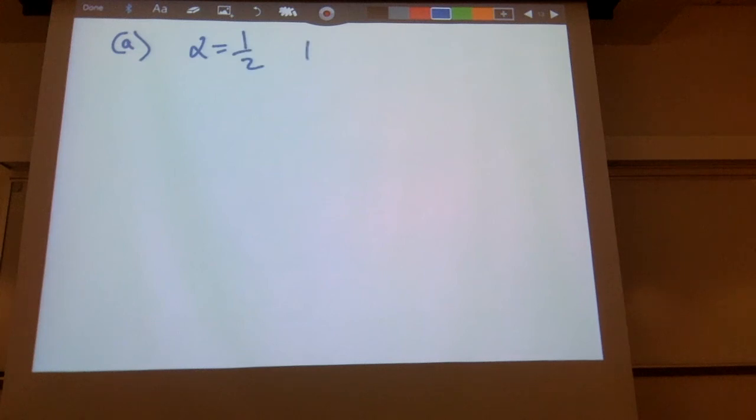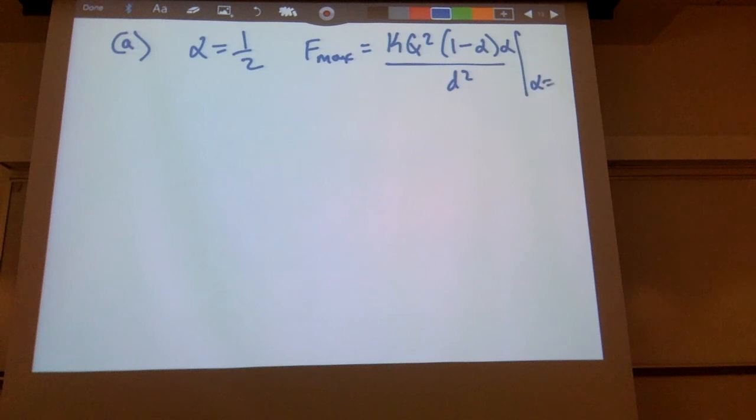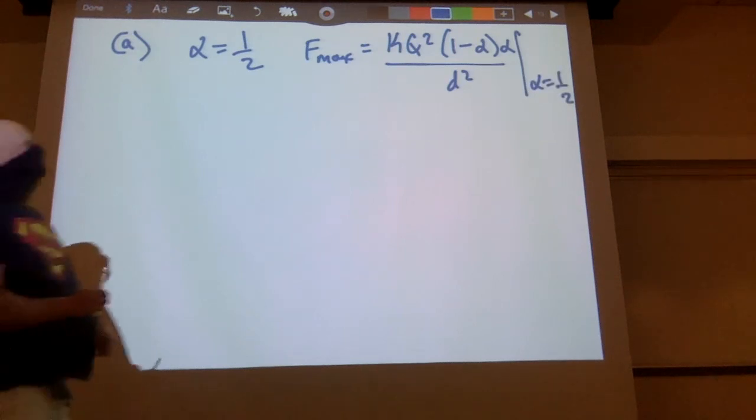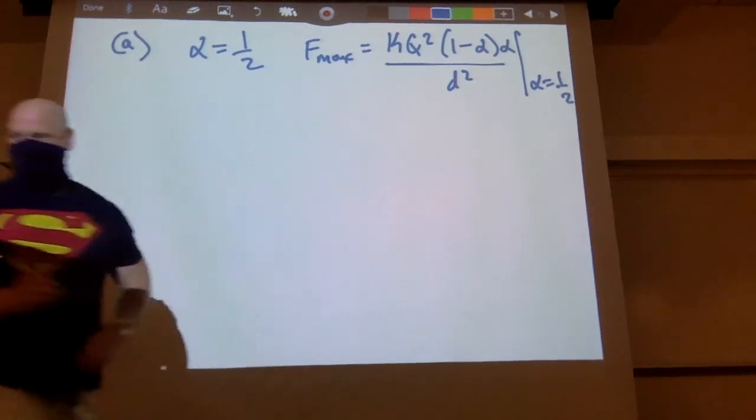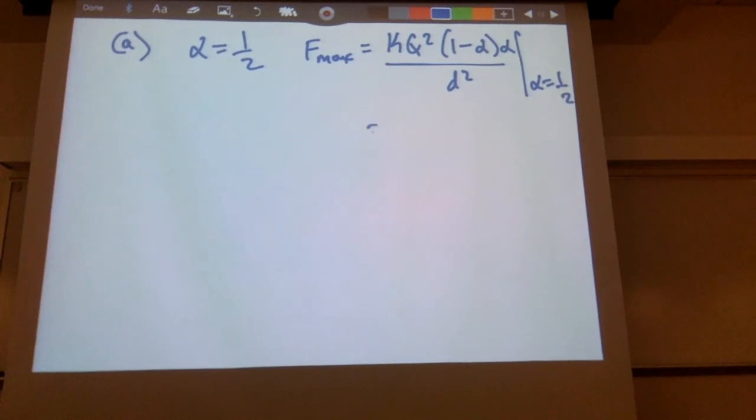Now from here, we can determine the maximum force. The maximum force is going to be equal to K times Q squared times (1 minus alpha) times alpha divided by d squared, where we evaluate this at alpha equal to 1/2. So I get 1 minus 1/2 times a half, so that's a half times a half, which is a fourth. Finally, this says that the maximum amount of force is equal to 1/4 K times Q squared divided by d squared. So this is the greatest force.